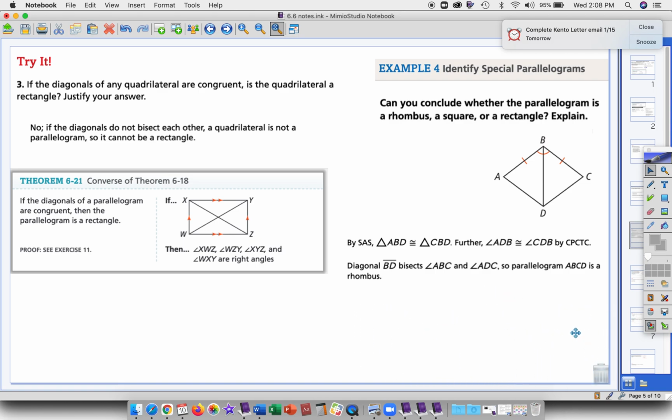Okay, so by SAS, with BD as a shared side, we know that these triangles are congruent. Then we can conclude that angle ADB is congruent to angle CDB by CPCTC. Diagonal BD bisects angle ABC and angle ADC. So parallelogram ABCD is a rhombus. Lots of letters going on here.